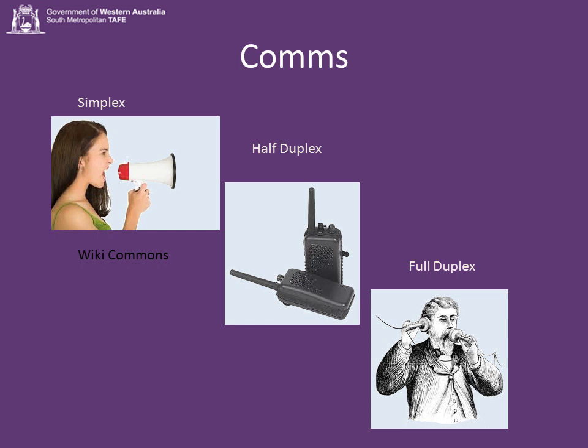Comms, communications. There are 3 types of comms. Simplex, this is a broadcast comm. One person is broadcasting to everybody else. One-way communication. The next type is half duplex. This is the sort of comms you get with two-way radios. Both people can talk, but only one at a time. And finally, full duplex. This is like a telephone. Both people can talk simultaneously. Two-way continuous communication.